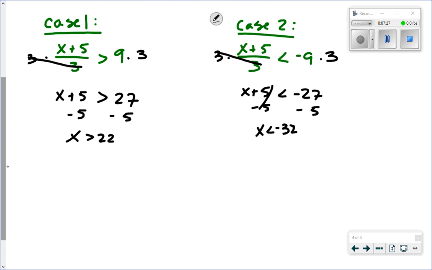So now I just need to graph. So I'm going to draw a number line. Doesn't need to be fancy. I need to put the smallest number to the left. So that would be negative 32. And the bigger number to the right, which is 22.